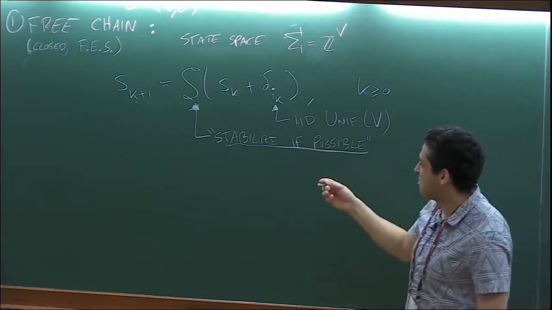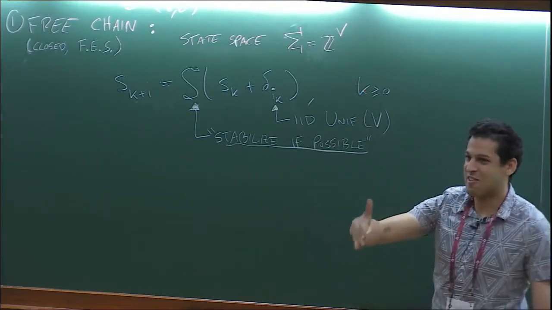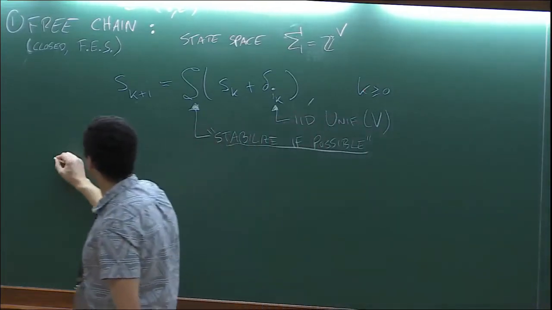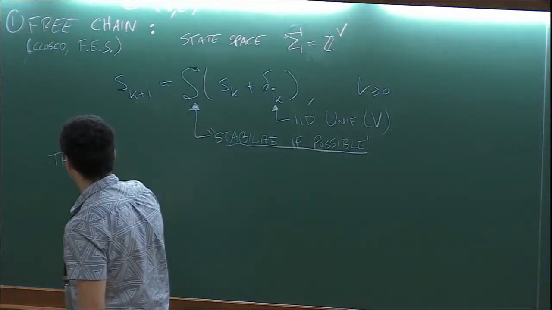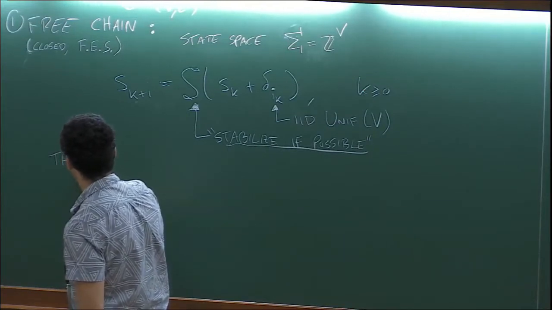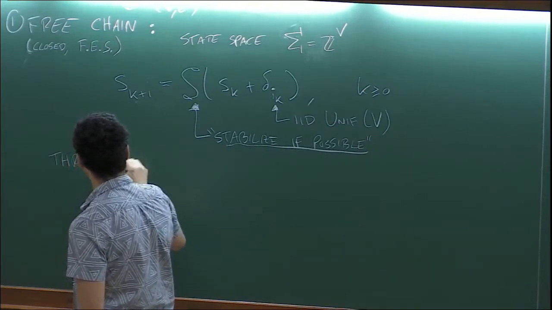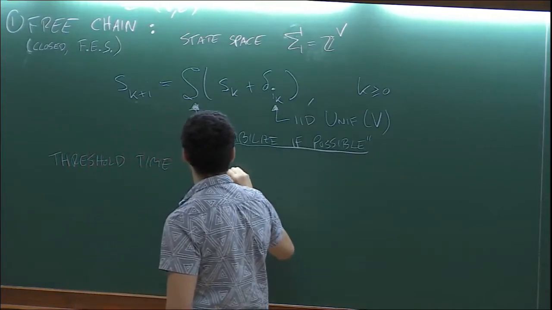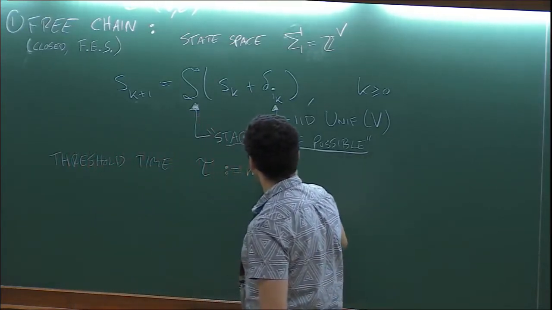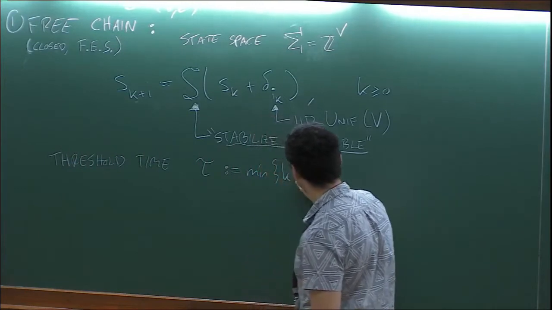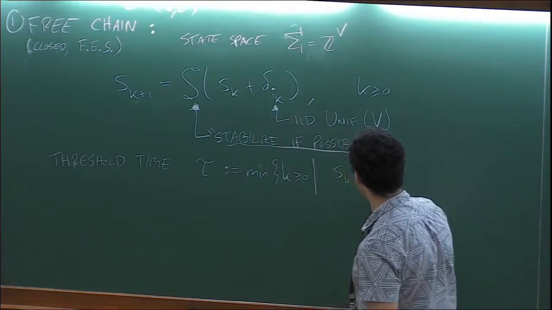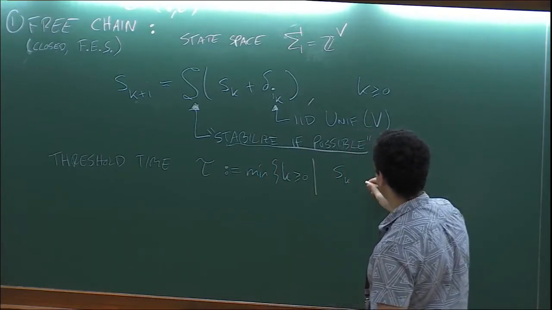That's okay because we're going to be interested in only running our chain up to the first time when you fail to stabilize. So the main object or time of interest will be the threshold time, which is the smallest k such that S_k does not stabilize.